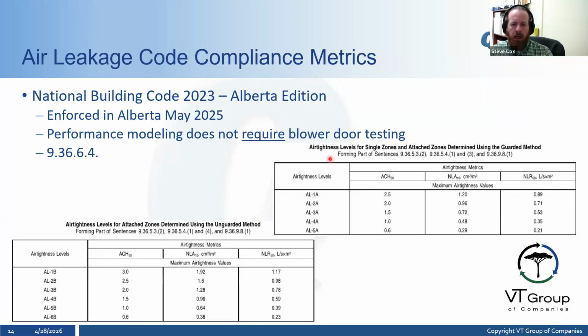Okay, so single zones and attached units are determined using the guarded method. A guarded method is, as I described earlier, what I'm going to do in Jasper next week. So if we have a townhouse, a row house, three houses in a row, all attached to each other, I want to know what the middle air leakage is, but I only want to know where it's leaking compared to outside, not compared to its neighbors. So I'm going to set up a fan in unit 1, a fan in unit 2, a fan in unit 3, and I'm going to run them all at the same pressures at the same time.